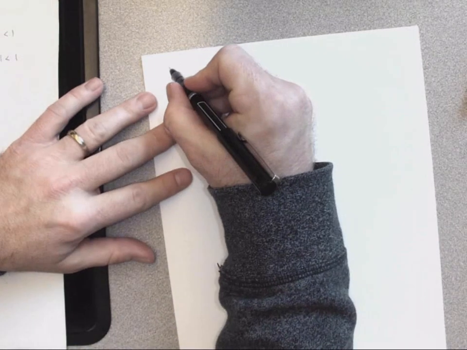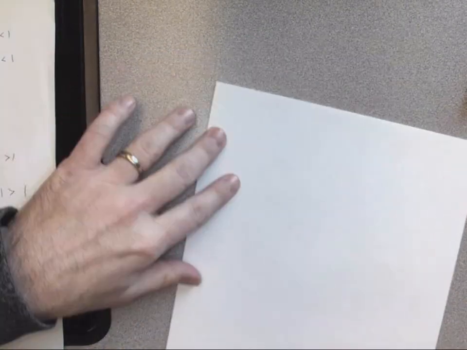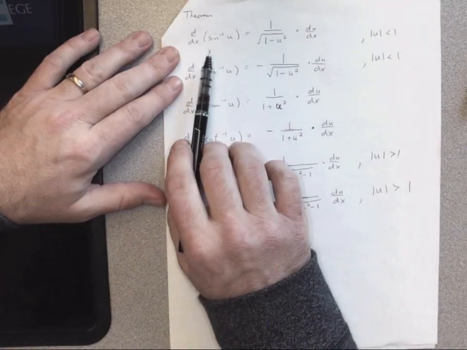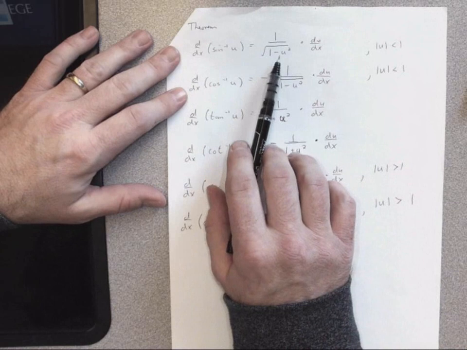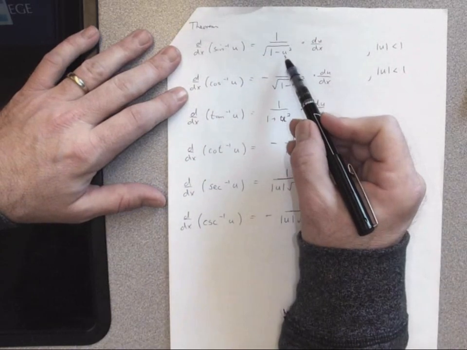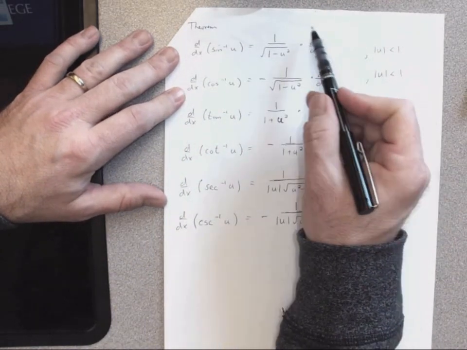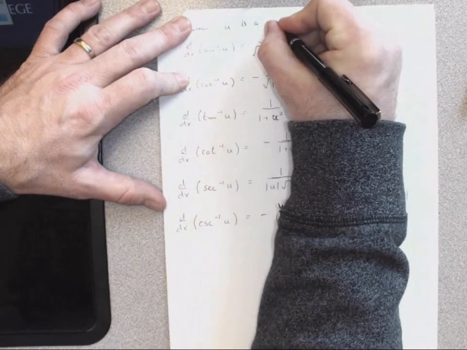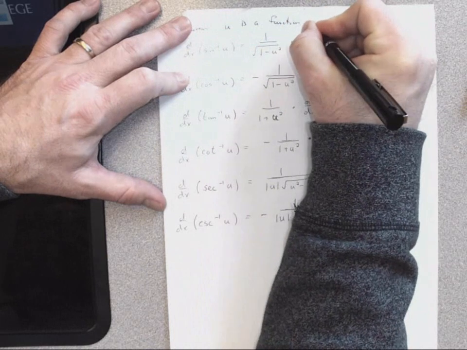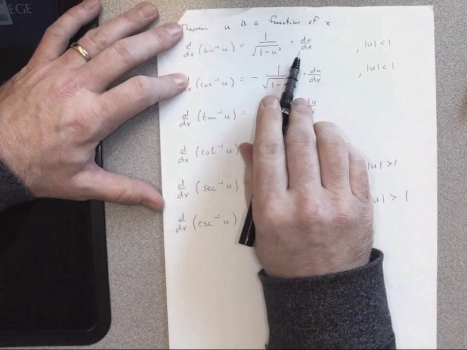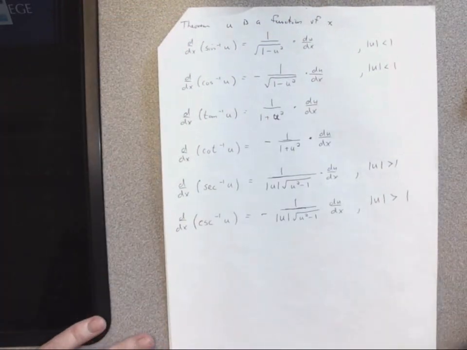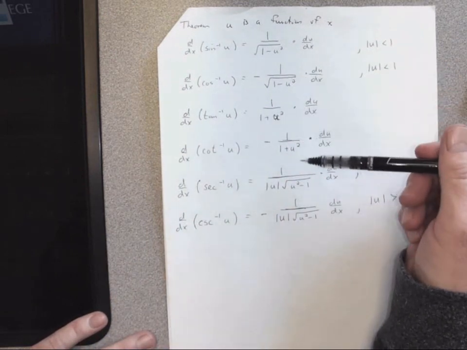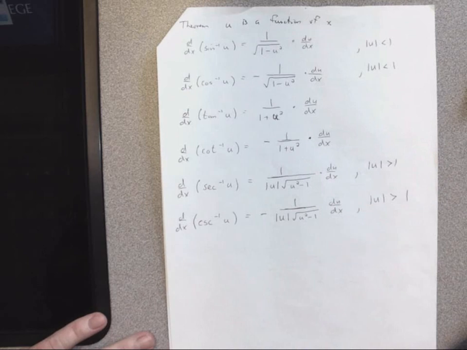So our theorem is this. Actually, I'm just going to project this. This is our theorem: the derivative with respect to x of the sine inverse of u is 1 over the square root of 1 minus u squared times du dx. So we found this one. Now if u is a function of x, that's just the chain rule again. We found this one too: 1 over 1 plus u squared times du dx. And all these other ones can be found just using the exact same methods.